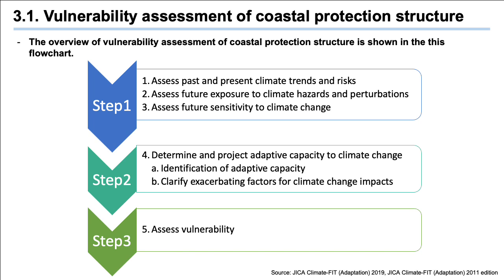The second step is to determine the project adaptive capacity to climate change, including 2 sub-items: identification of adaptive capacity and clarify exacerbating factors for climate change impact. Finally, step 3 is to assess vulnerability.